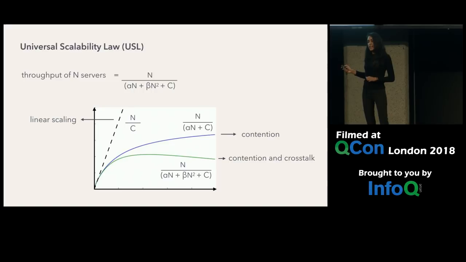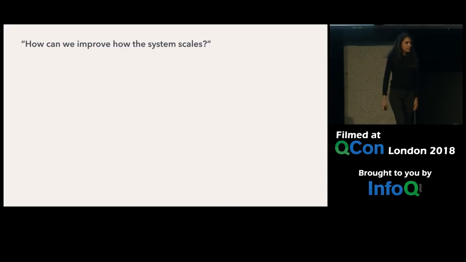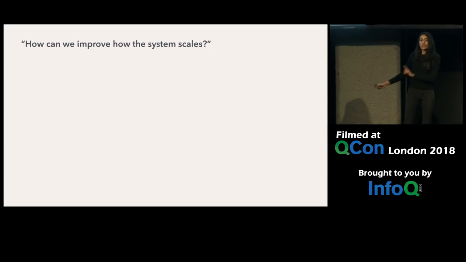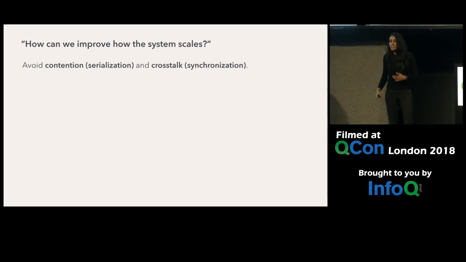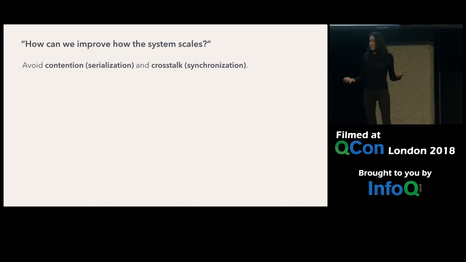Now let's ask our second question. How can we improve how the system scales? Well, the universal scalability law tells us where to look. It tells us to look for sources of contention and crosstalk and to eliminate or reduce those, right? Because that is what is preventing our system from scaling linearly. Some real-world examples of doing this.